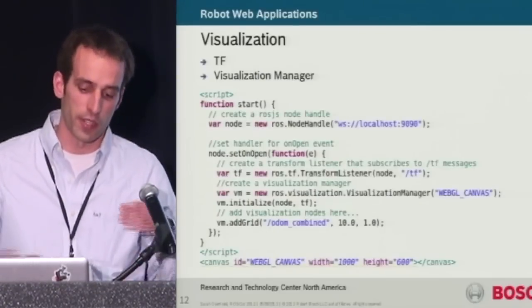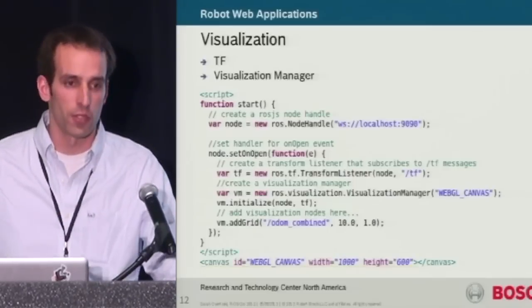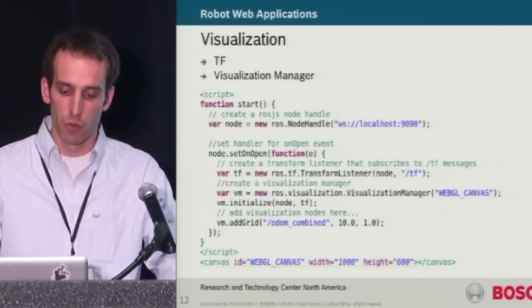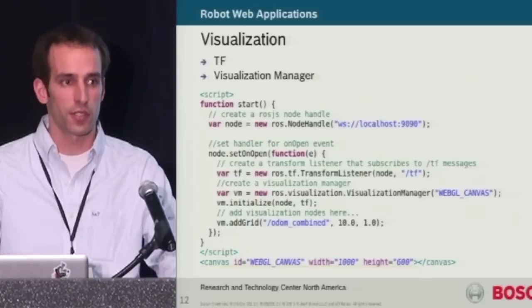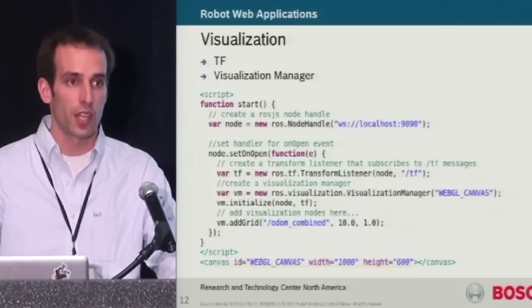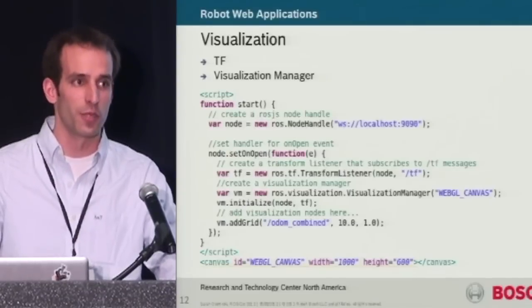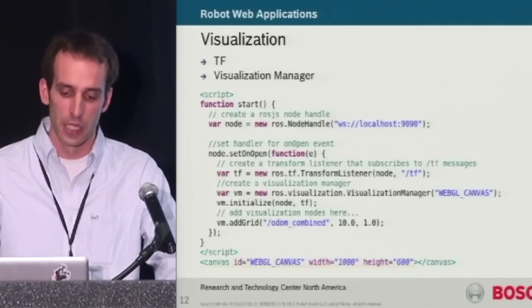Once we have established this low level of ROS, we want to move on to more high-level functionality. And there's two things that we want to do with our robots. One is we want to visualize them, and we want to control them in a much more sophisticated way than just sending simple keystroke events.